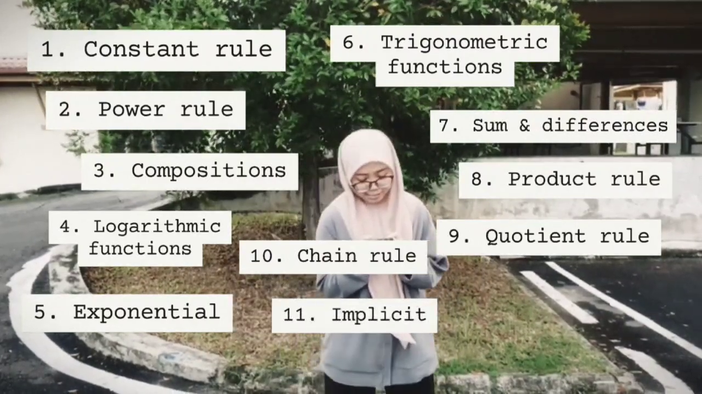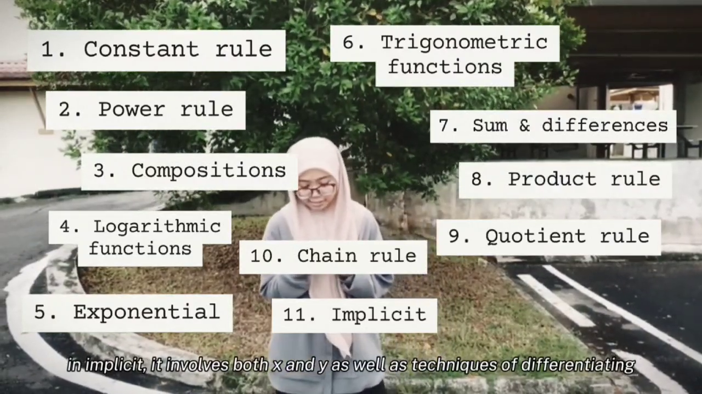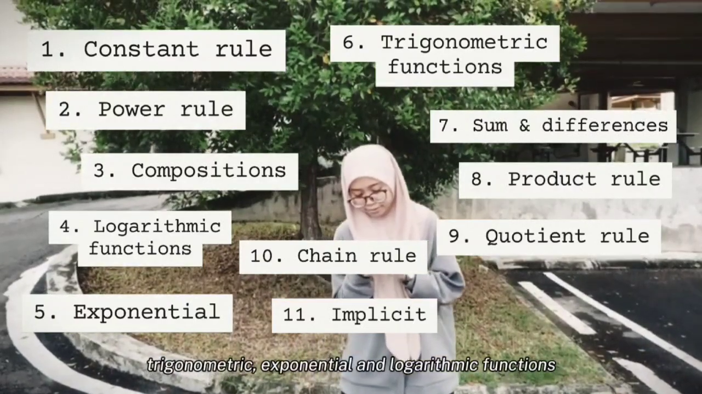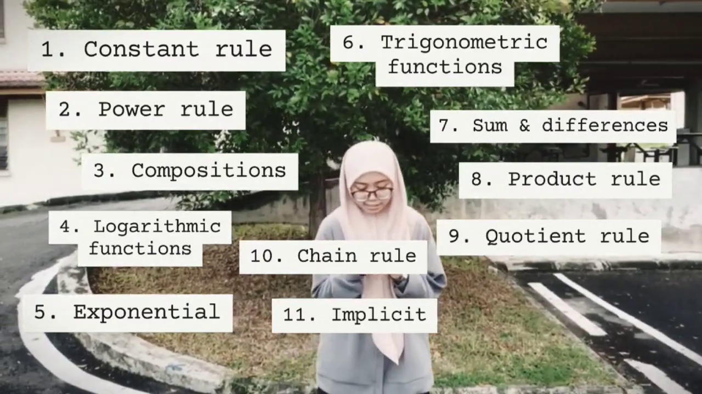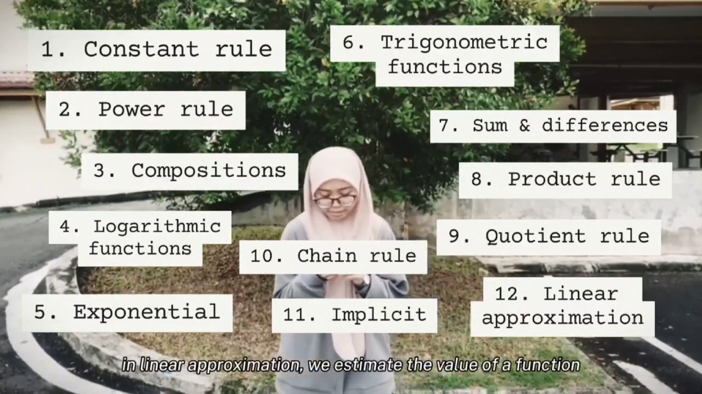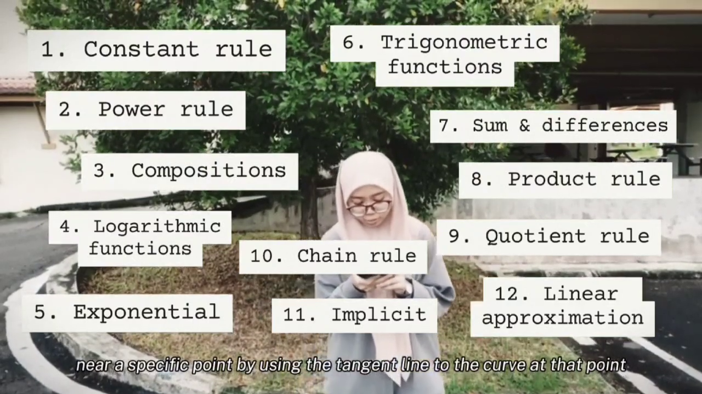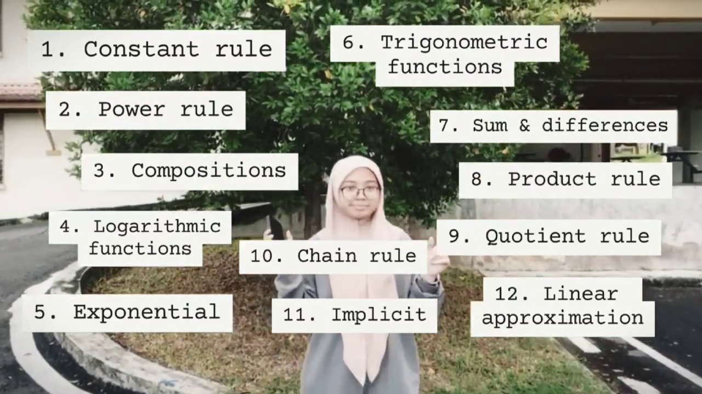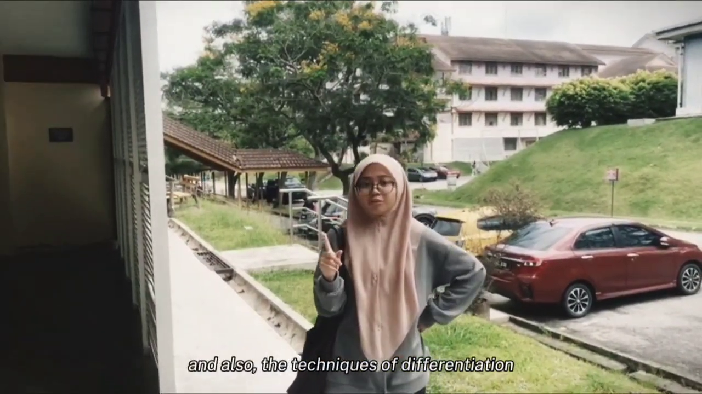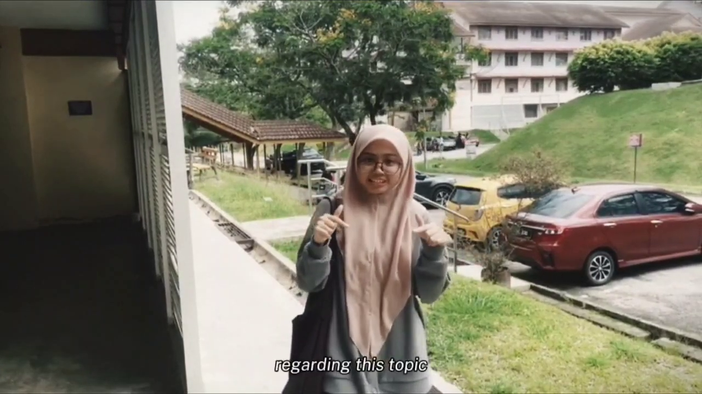Number 11 is implicit. In implicit, it involves both x and y as well as techniques for differentiating trigonometric, exponential, and logarithmic functions. Last but not least is linear approximation. In linear approximation, we estimate the value of a function near a specific point by using the tangent line to the curve at that point. Now, we already know the definition and also the techniques of differentiation. Let's find our friends that are having trouble regarding this topic.